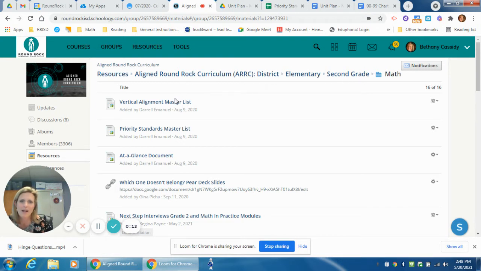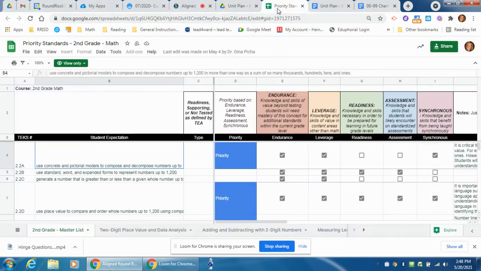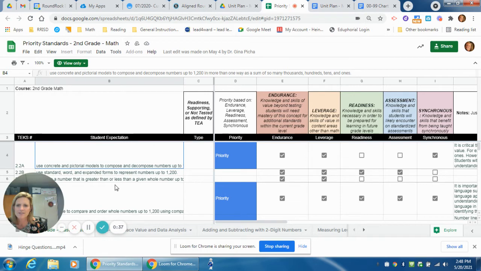Okay, so when you go into the ARC, the layout I'm sure is going to look very similar next year. But when you go into math, these really helpful planning documents, the vertical alignment master list, the priority standards master list, and the At a Glance document are really, really helpful for your planning. One in particular we're going to talk about is the priority standards. So when you go into that one and you click it and pop it out, you'll see your priority standards.